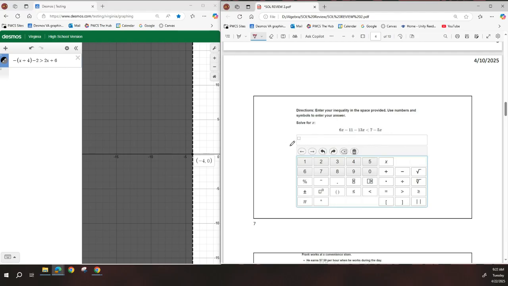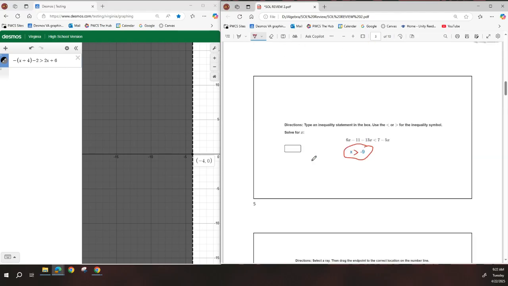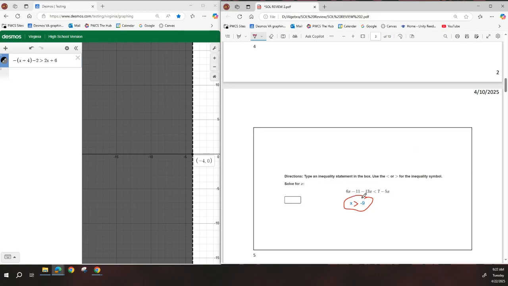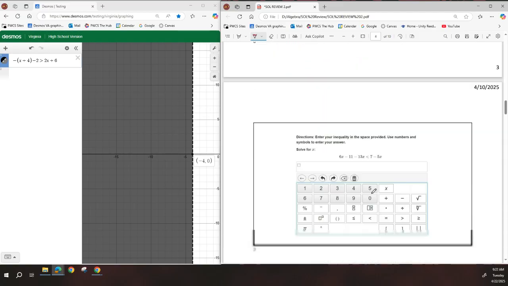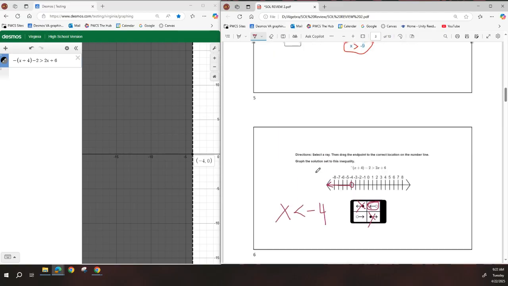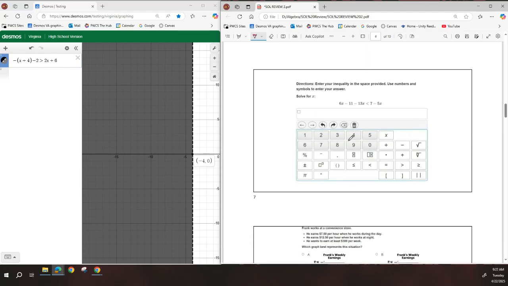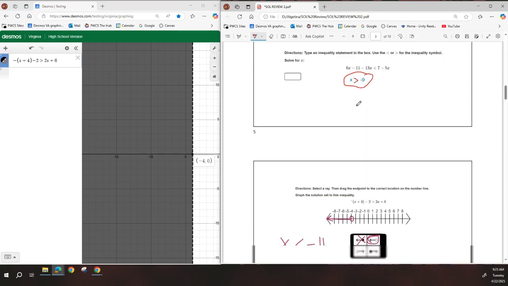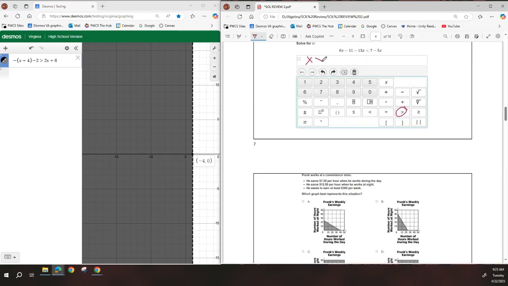Again, we have another one similar. Is that the same one? This is the same one as before. So we know that that answer is x is greater than -9. This is just an example of a different way that they might ask you to put your answer in. So you would type x, you would choose the greater than symbol, or the symbol that points in the correct direction, and then -9.